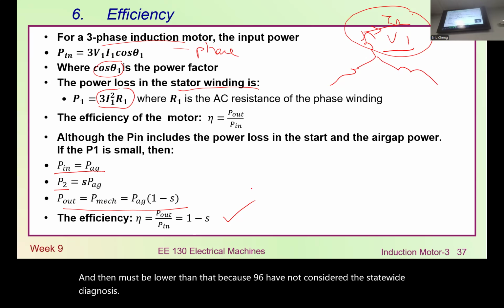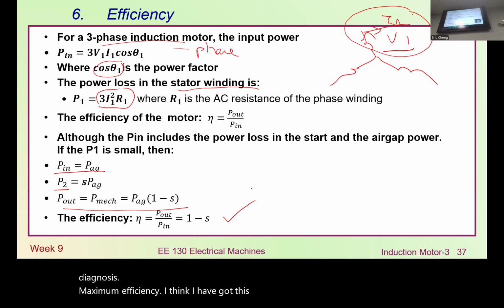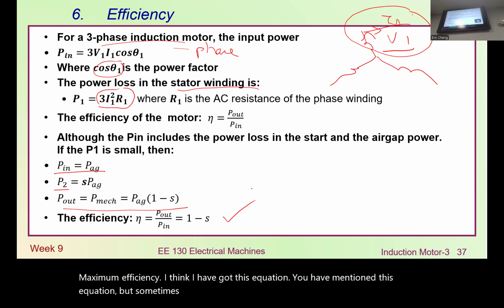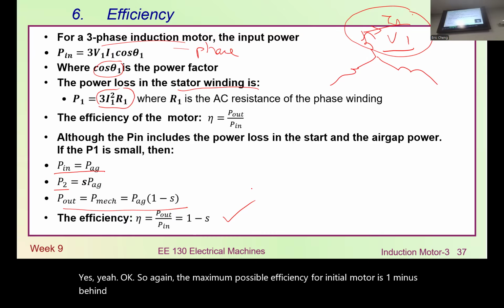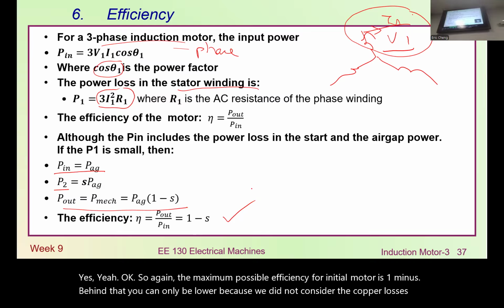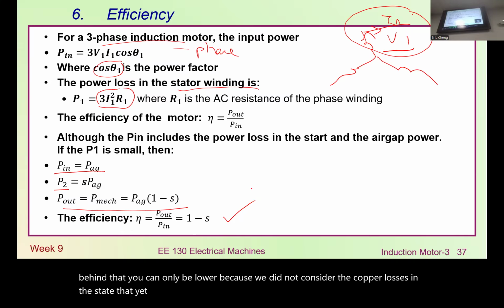I think we got this equation. We have mentioned this equation some times, right? Do you remember the equation? Yes? Okay. So again, the maximum possible efficiency for an induction motor is 1 minus S. It cannot be higher than that. It can only be lower, because we did not consider the copper losses in the stator yet in this formulation.